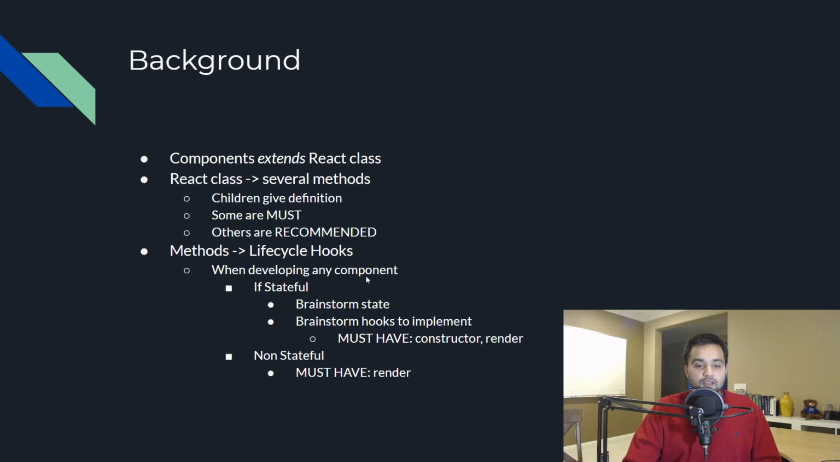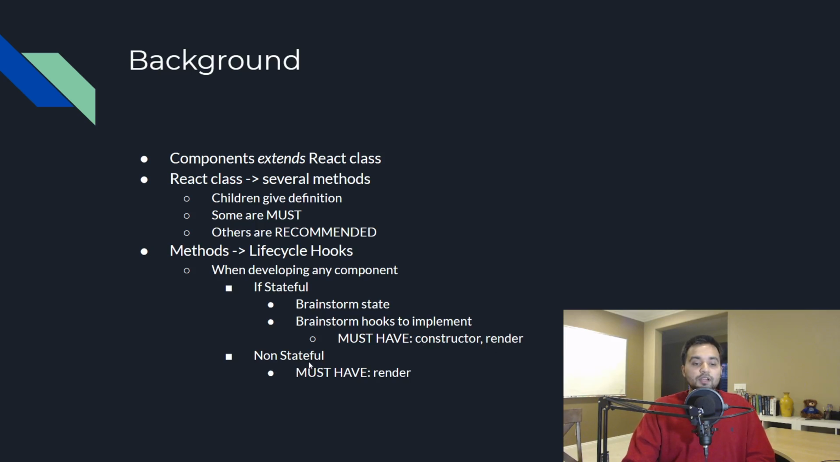Now, when you're developing any component, there can be two kinds of components: a stateful component or a non-stateful component. A stateful component is a component that's based off the state. These are the examples that I've been showing. If it's a stateful component, you need to brainstorm what variables you're going to keep track of in the state, and the hooks you're going to have to implement. The must-have hooks are the constructor and render. We've already gone over some of the hooks already. The constructor is mandatory, and the render is the other mandatory one.